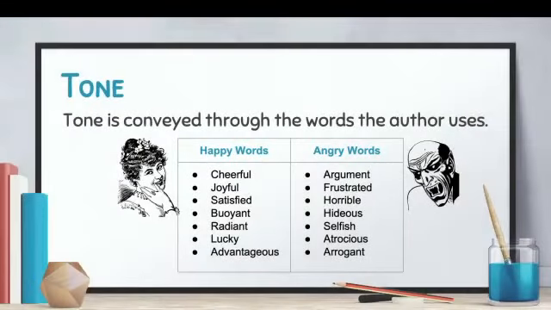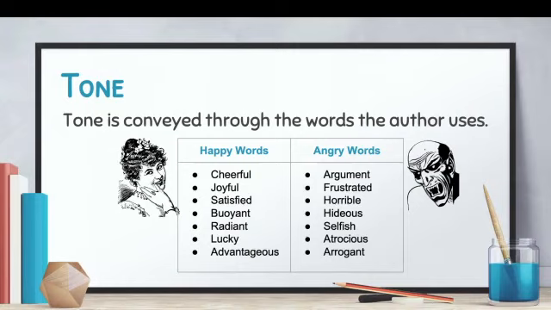So how do we know what tone is when we look at actual text? Well, tone is conveyed through the words that the author uses. Check out your adjectives. A lot of times the adverbs will help as well, but a lot of times you want to start with your adjectives, such as happy words.